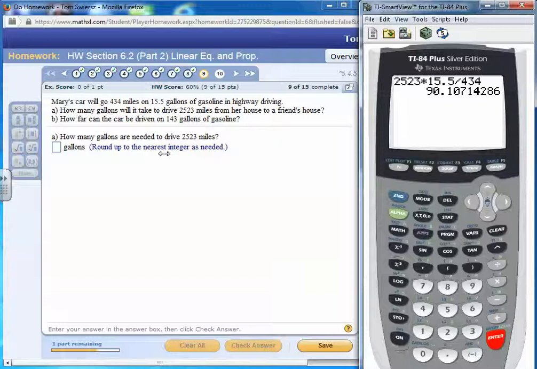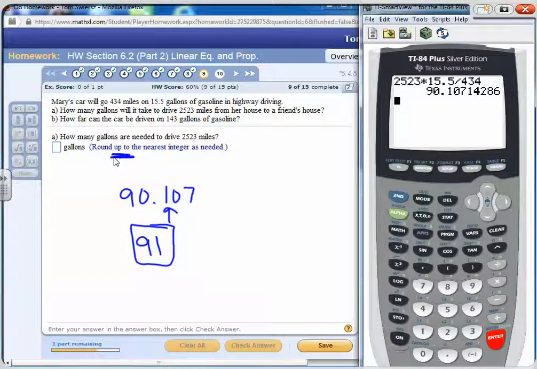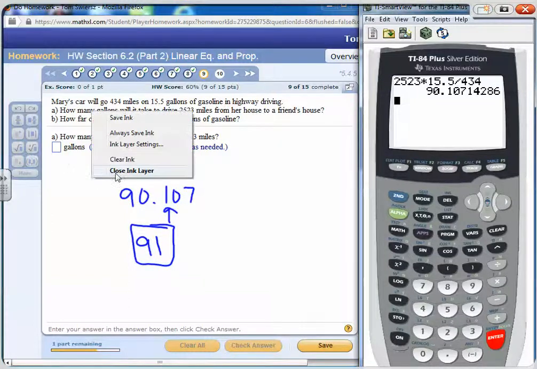And how many gallons? Round up to the nearest integer. Be careful. This is one where it's easy to miss the word "up." So 90.107. Even though it's only 0.1, we automatically go up to 91 because of that word up. If it was just round to the nearest, it would be 90. But round up, we have to bring it up to 91. And that's because they want to make sure they have enough gas to get all the way there. So in terms of rounding up, the answer is 91 gallons.